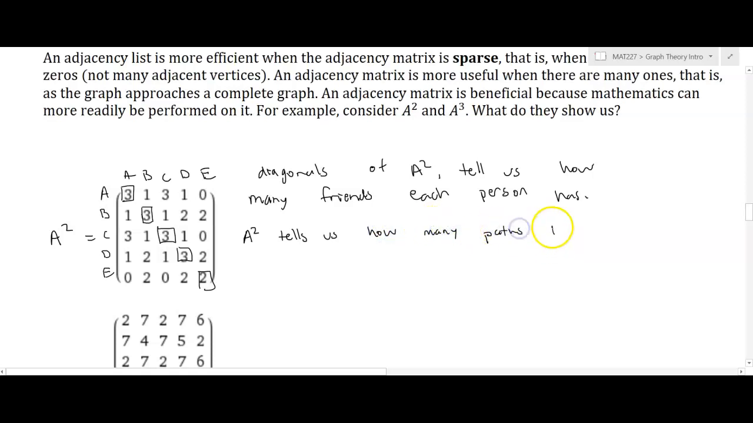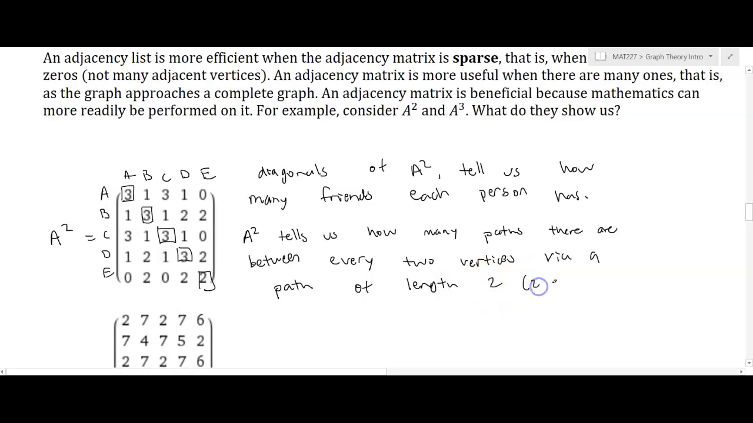paths there are between every two vertices via a path of length 2. So what we mean is by way of 2 edges. So for instance, even the diagonals, there are 3 paths from A back to A by traveling across 2 edges.